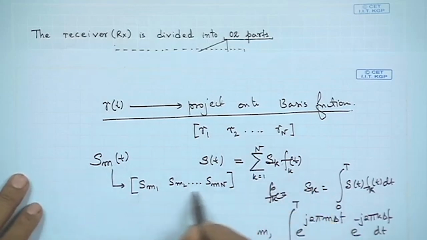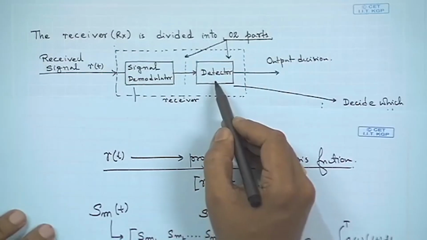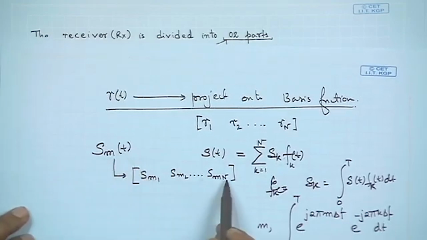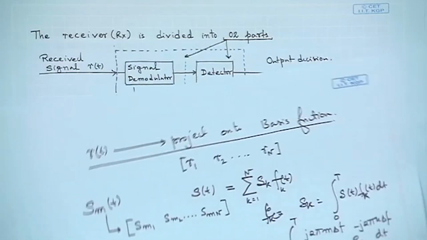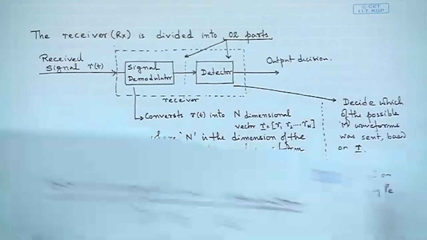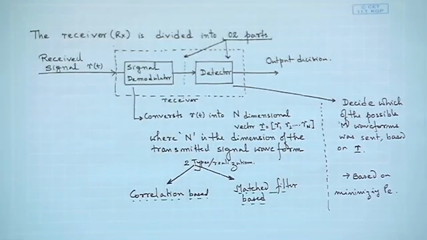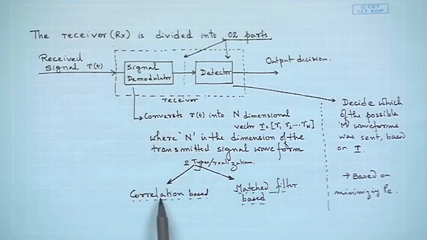Now, since you have broken it into components, the detector will use these components to find out which of the signals was sent, because each of these signals will have its own components. So, if I have the components, then I can identify which signal. This is the basic philosophy based on which a receiver is usually designed, and in the next lecture we are going to discuss the correlated demodulator of this particular structure, following which we will discuss the matched filter realization.